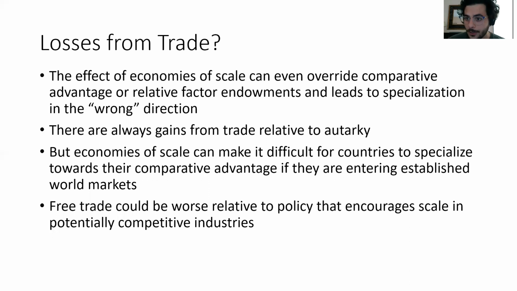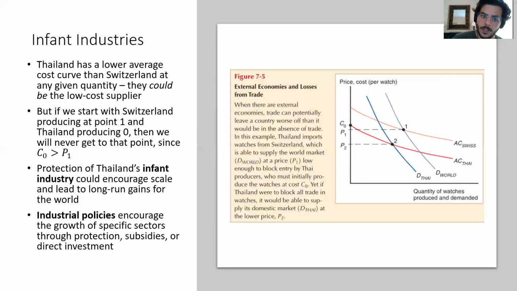And so relative to autarky, there will still be gains from trade in this case, but they're not as large as they could be. And this is because economies of scale can make it difficult for countries to specialize towards their comparative advantage if they're entering established world markets. So this means that free trade could be worse relative to policy that encourages scale in potentially competitive industries. So to expand on this a little bit further, there's something called the infant industry argument.